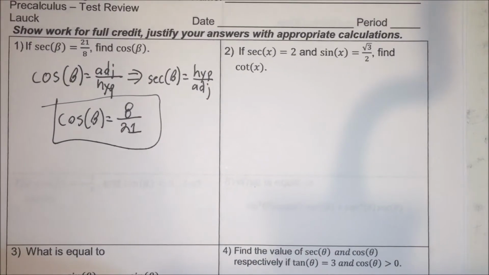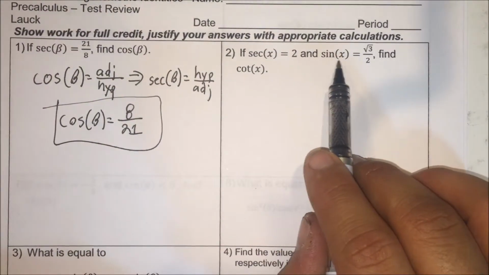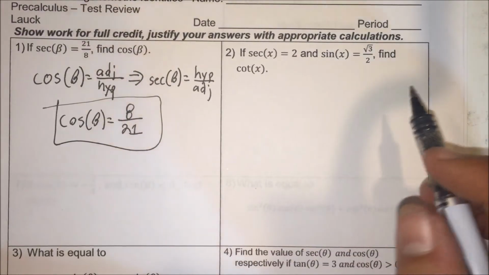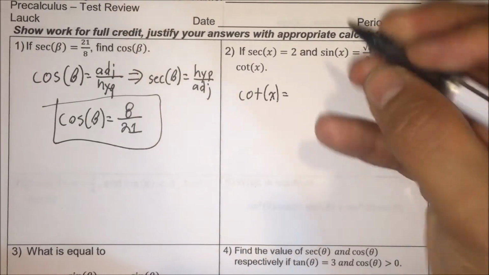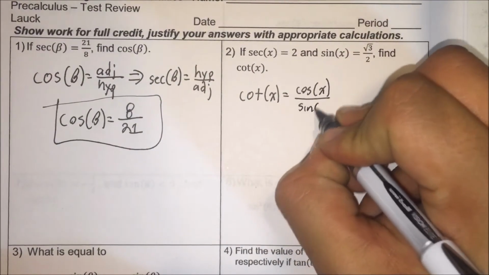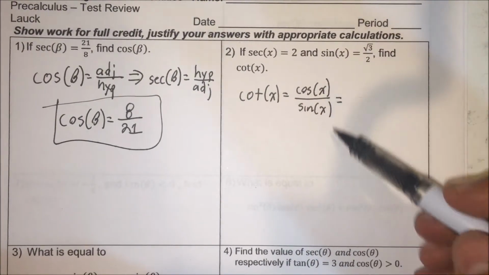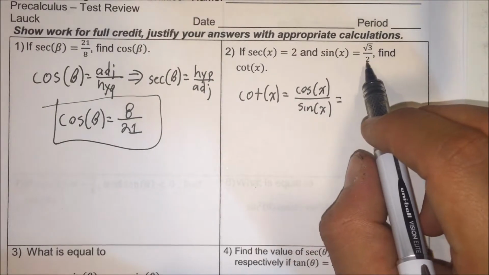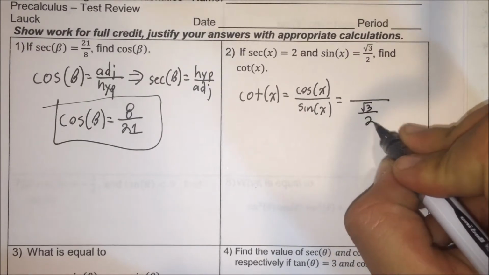Okay, let's look at number 2. This one's a bit more involved. We're asked, if secant is equal to 2 and sine of x is equal to the square root of 3 over 2, we want to find cotangent. First, let's talk about what cotangent is. Cotangent is just cosine over sine. Do we know either cosine or sine? Actually we do. Sine, as we're told here, is the square root of 3 over 2, so we put that in the bottom.